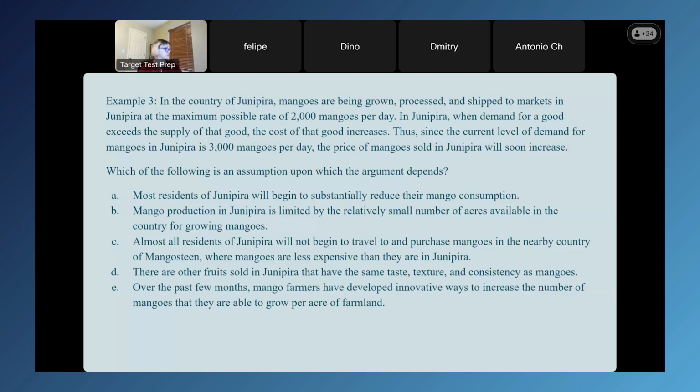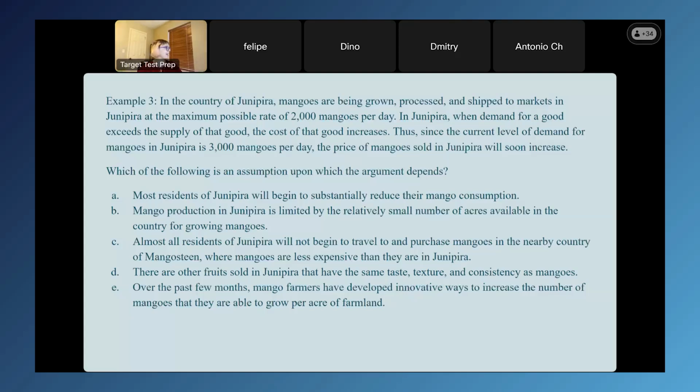D, there are other fruits sold in Junipero that have the same taste, texture, and consistency as mangoes. This one is a little bit weird because it's saying that there is perhaps a comparable fruit. If there is, then people might just switch to that, in which case it would weaken. If they don't consider the fruit comparable, then it's irrelevant. So it definitely is not a necessary assumption. It could be a weakener or it could be irrelevant depending on how the people in Junipero perceive these other fruits.